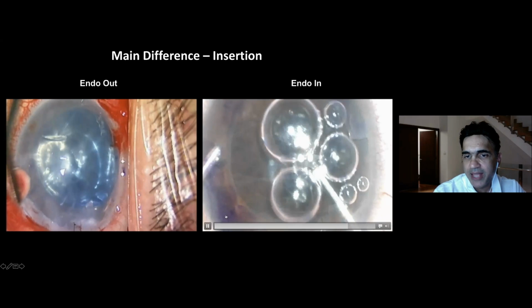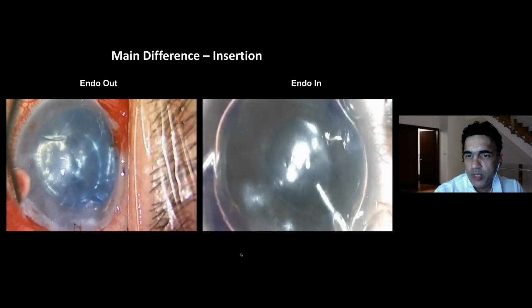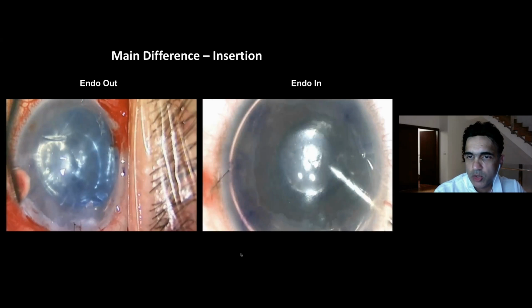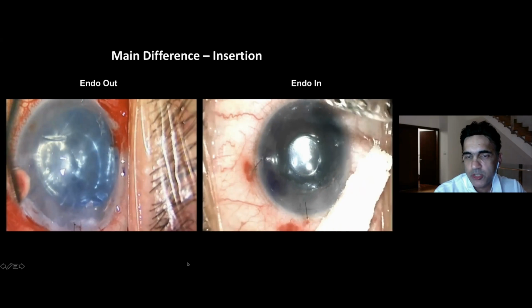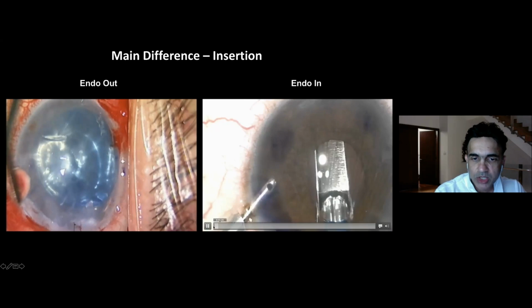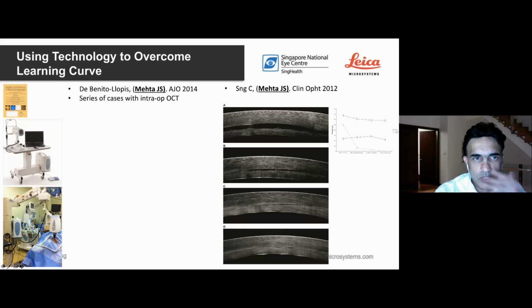Okay, so this is typically the endothelium-in technique. The graft is already in the right position, and all I'm doing is pulling it inside the eye in the correct orientation, and then allowing the graft to open up. And that's the big difference, while the endothelium-out techniques rely on the manipulation of the graft by using water currents inside the eye.